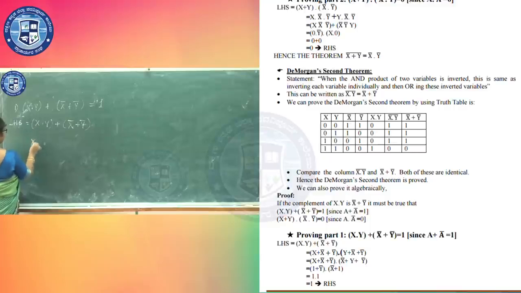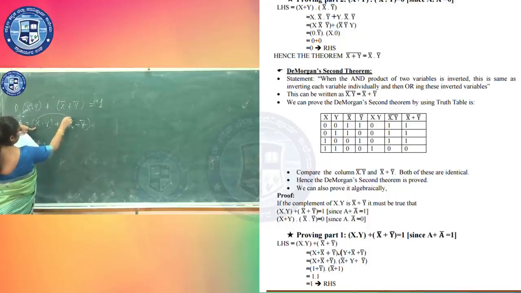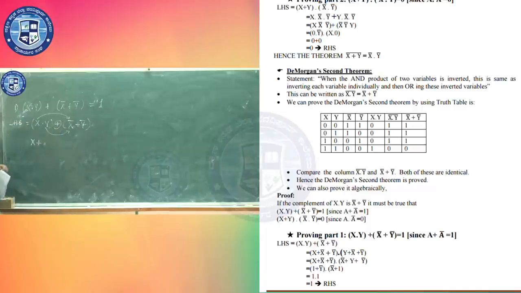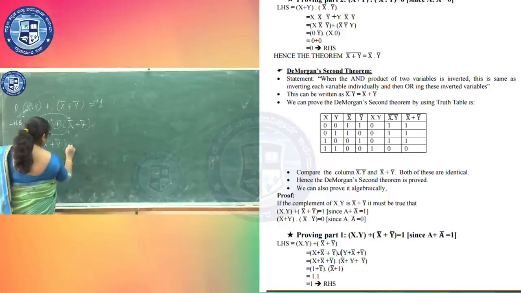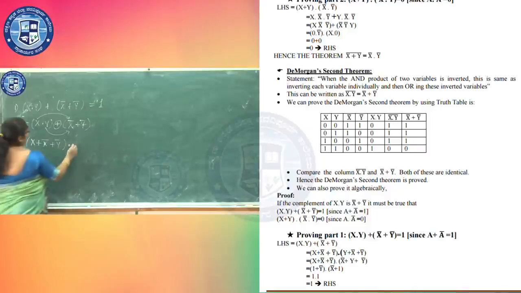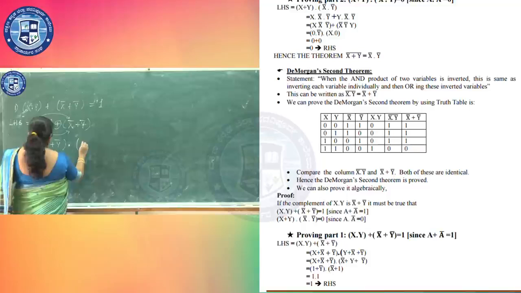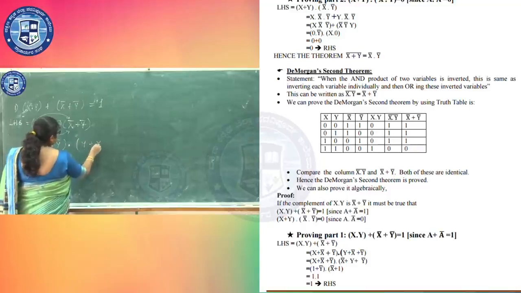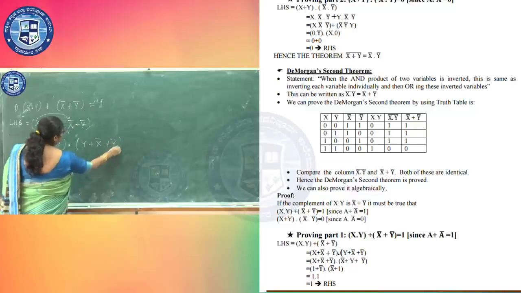So, x plus x plus this one and y plus this one, but here in the middle it must be plus. So, (x plus x dash) plus (y dash) into, because it is an AND here, in between we will have to take an AND symbol. Then again (y plus x dash) plus y dash.